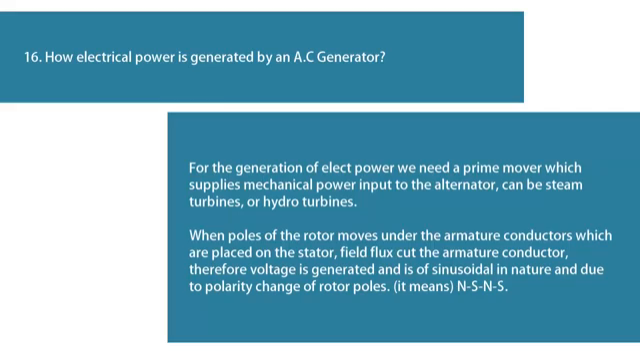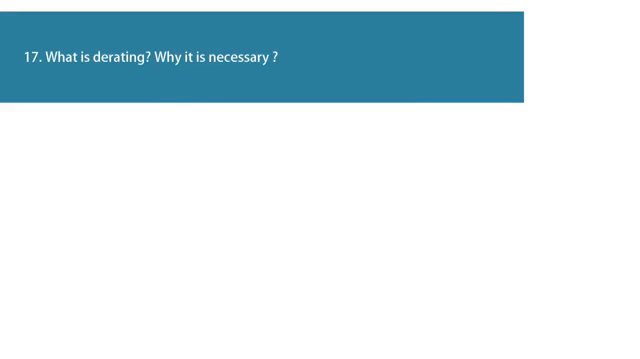When the poles of the rotor move under the armature conductors which are placed on the stator, the field flux cuts the armature conductors. Therefore voltage is generated, and it is sinusoidal in nature due to the polarity change of the rotor poles, that is N and S.